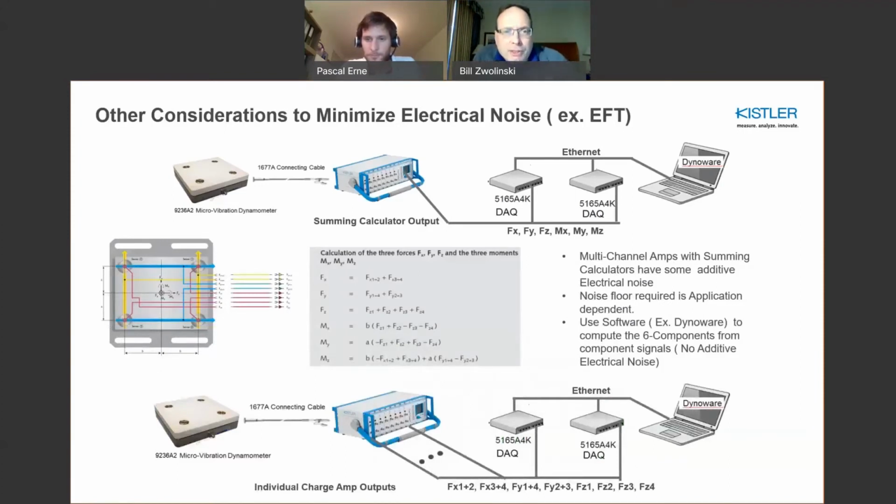There are other considerations with regard to electrical noise, and one is, as I mentioned in part one, that some of these charge amplifiers might have a summing calculator to derive these closed form expressions, the 6 components.